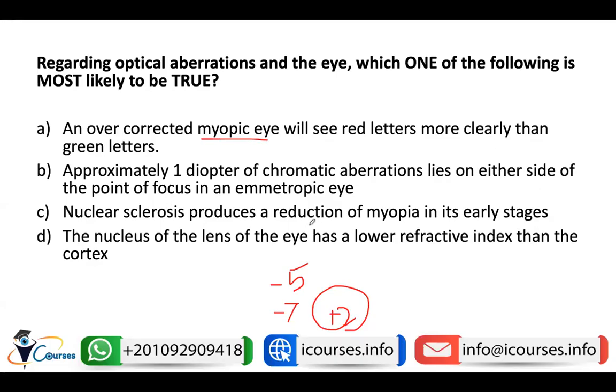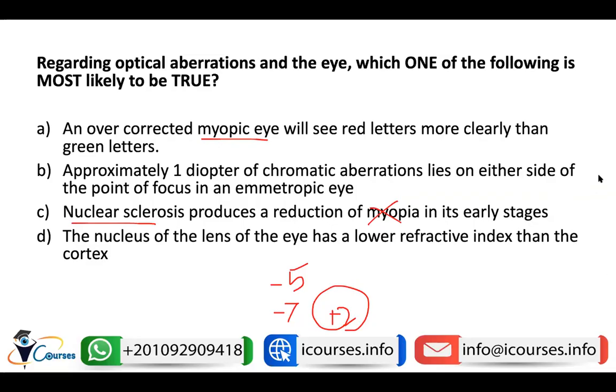The nuclear sclerosis is increasing the myopia in the early stages. There is what is called the senile or nuclear sclerosis. This is caused by the increasing refractive index of the lens, with the lens becoming more powerful, resulting in more myopia. So the overall refractive power of the eye will be increasing by the increased refractive index of the lens caused by the nuclear sclerosis. So again, C is a wrong answer.